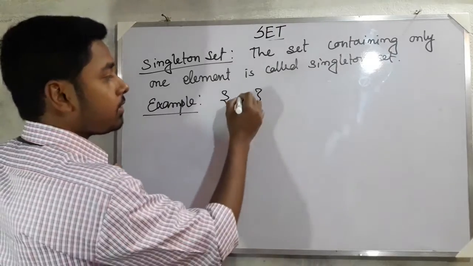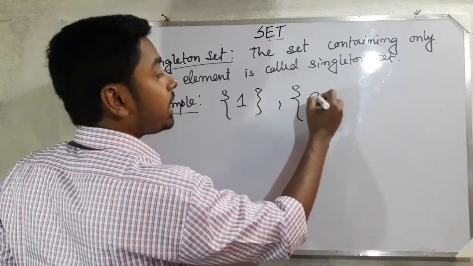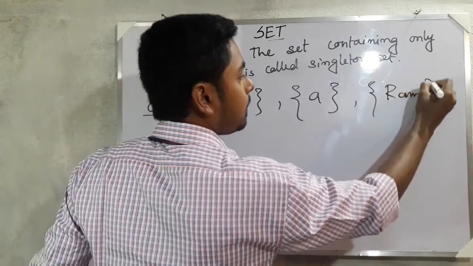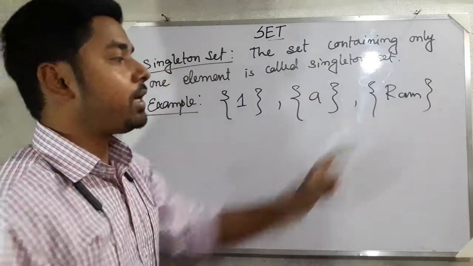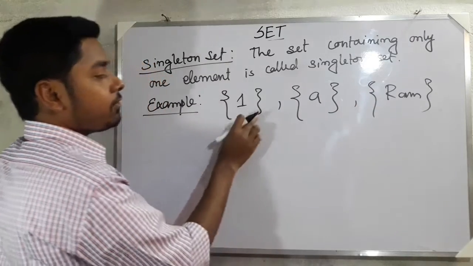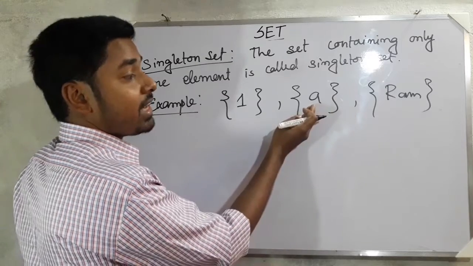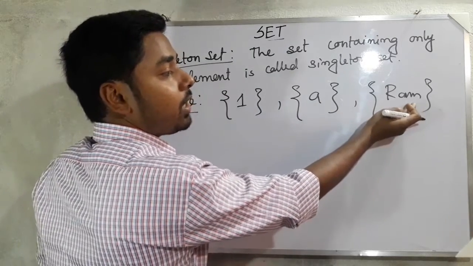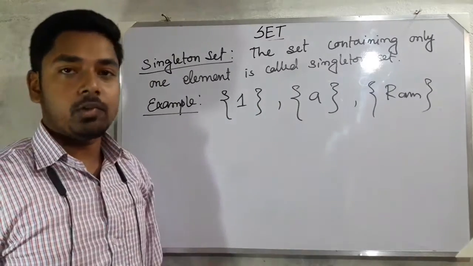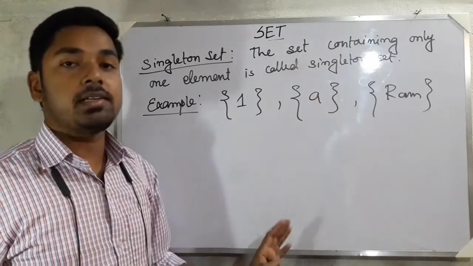Only one element, that means 1. Suppose A, suppose Ram. Only one element. You can see in each set they are having only one element. Here the first set has one element, that is 1, in the second set one element, that is A, and the third set has one element, that is Ram. So these types of sets are called singleton sets. Those having only one element are called singleton sets.